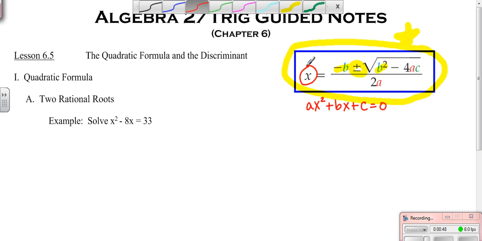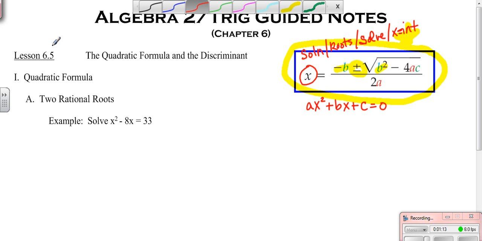This is still finding our solutions or our roots, or if it says solve. This is where we are crossing the x-axis to get those x-intercepts. All of those are synonyms. So, a couple of different things can happen.